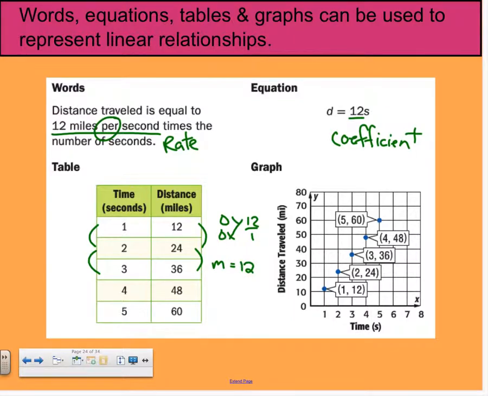What about in a graph? Same thing. We're going to do rise over run, and we end up with a similar thing: our rise being 12, our run being 1. So in this case, m equals 12. It doesn't matter what kind of representation we have, whether it's a word problem, an equation, a table, or a graph, we need to be able to identify the slope or the rate of change and use that to write equations or interpret a solution.